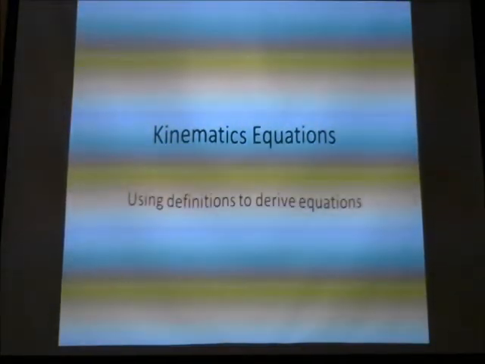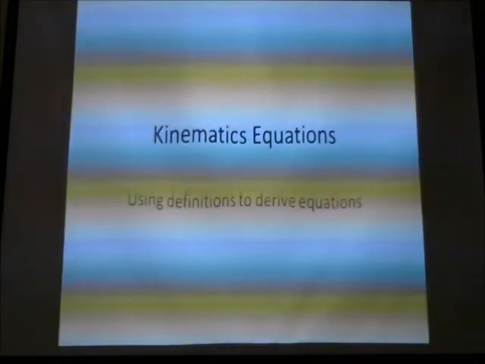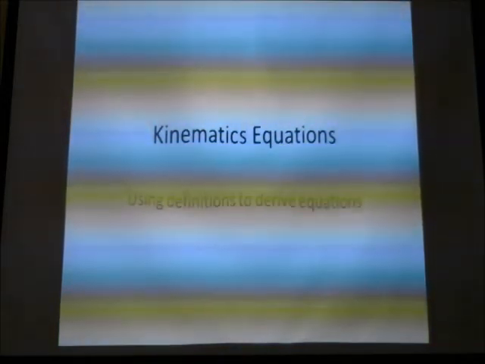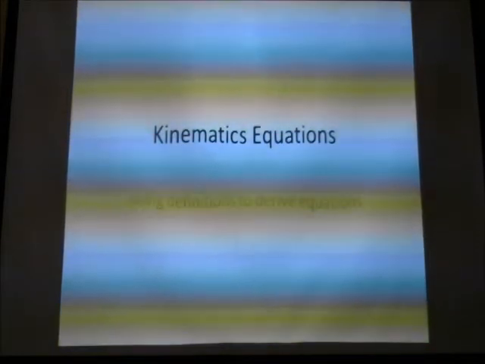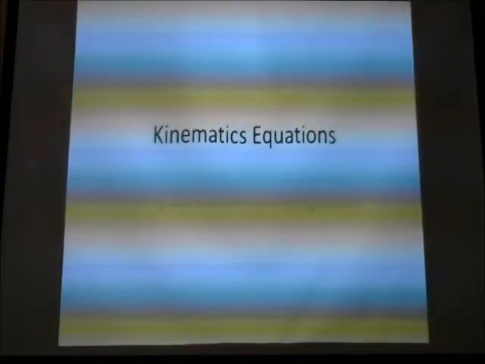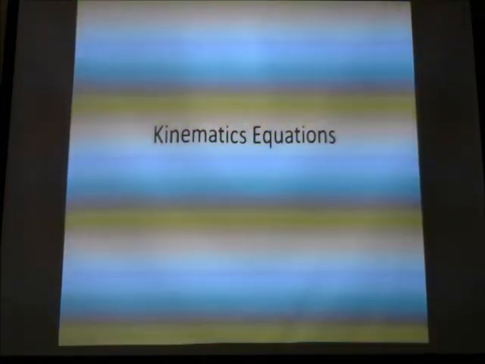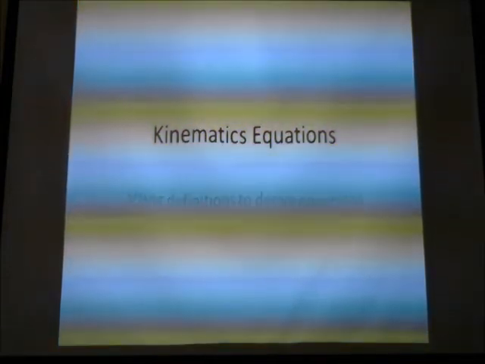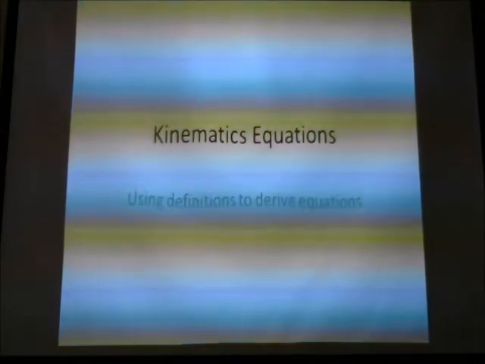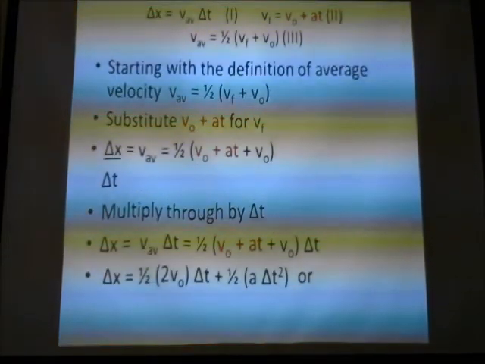All right, this lecture is on how we use the definitions of velocity, acceleration, and average velocity in order to combine those things mathematically to derive a few equations that will help us relate the different quantities of initial position, initial velocity, final velocity, acceleration, and time for objects that are moving in either one dimension initially and two dimensions later on.